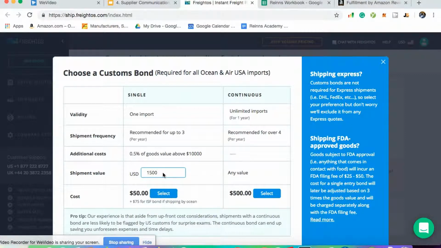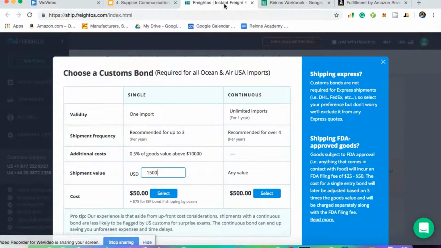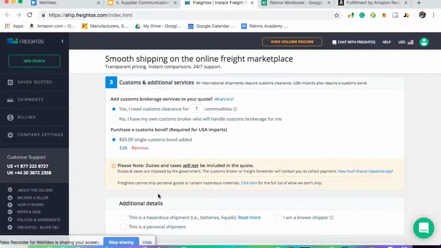The total price you'll be paying the suppliers is, like I told you, inclusive of packaging and all that. This is what you've negotiated with suppliers, and this is what you're going to pay the supplier. So you take that value times the number of units you're buying, and you come to 1,500. So you put that 1,500 here, then you select. The freight forwarder will include a single customs bond just for this shipment. This is the single customs bond, $50 only.